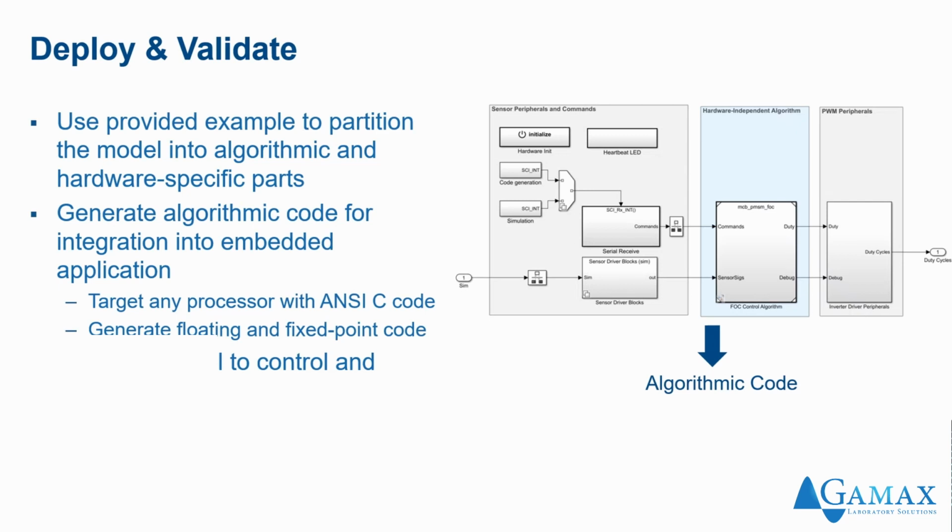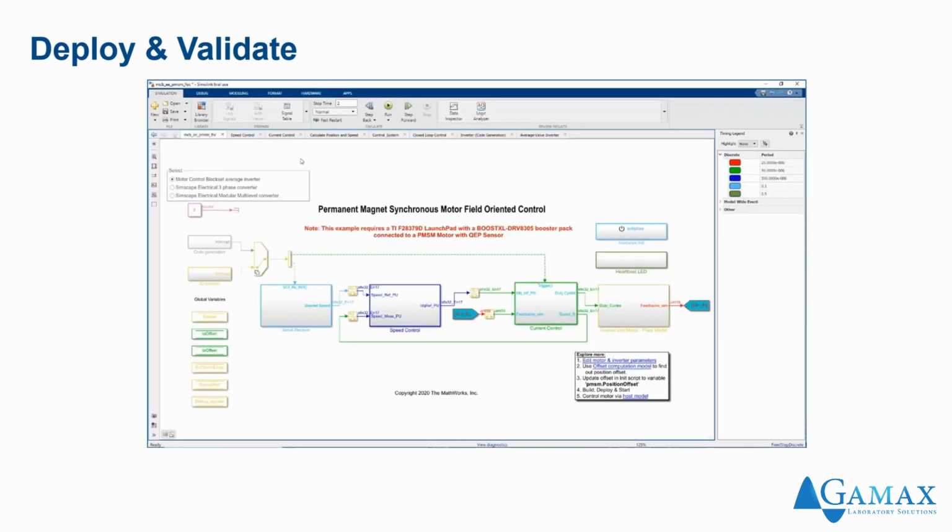So we can automatically generate code, let it be either floating or fixed point code, download the model to the target and test it. The key point here is that we can generate the algorithmic code that includes the current and speed loop control and integrate this code into our motor control application. We will now see how to deploy the algorithm to the TI-C2000 microprocessor. Here's our model.